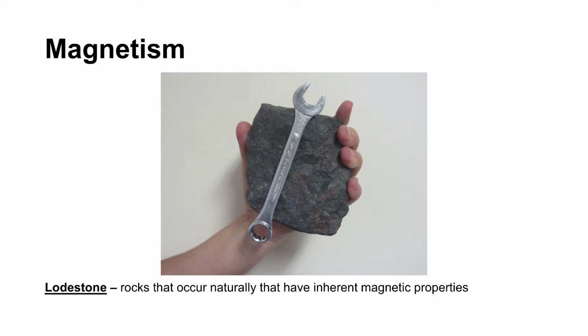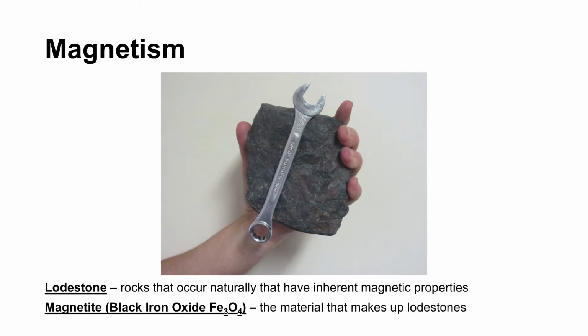First of all, there are naturally occurring materials in nature that have inherent magnetic properties, and these naturally occurring materials are called lodestones. So there are actual rocks in nature that show magnetic properties. What you can see here is the person holding a lodestone that has a magnetic attraction to the metal wrench.